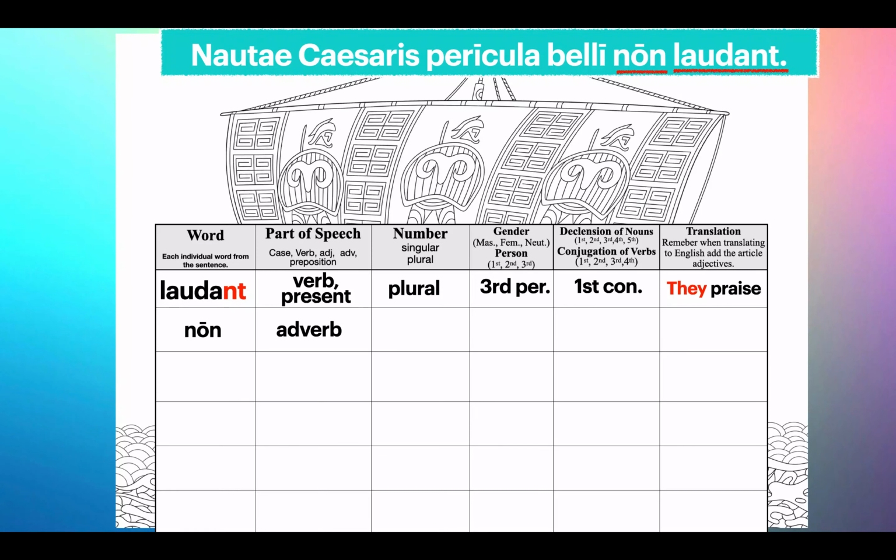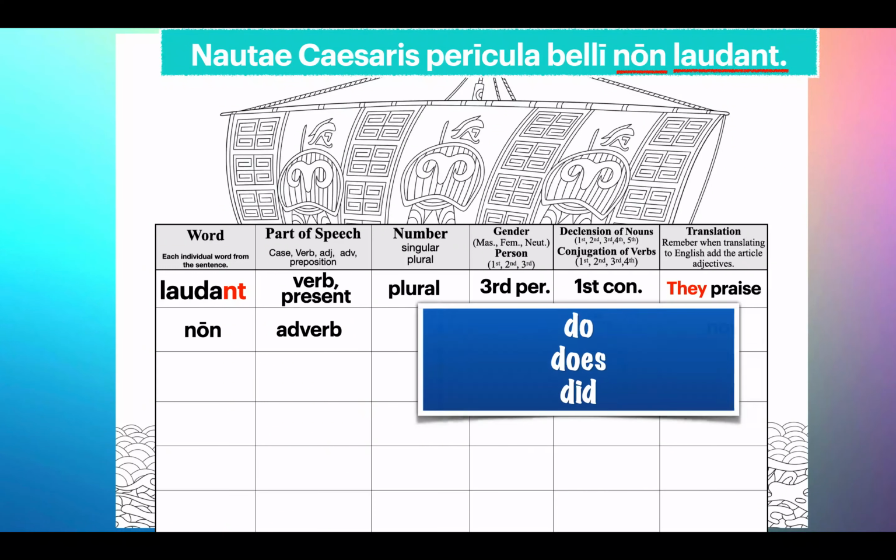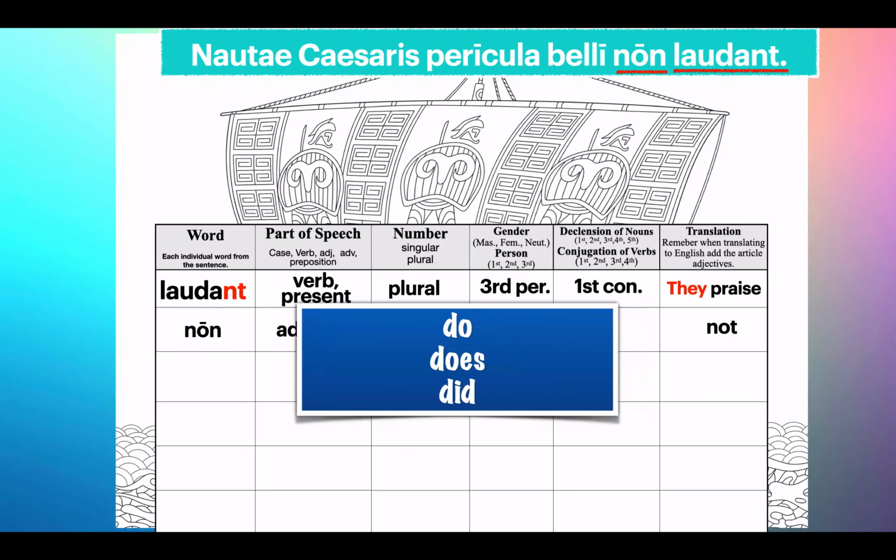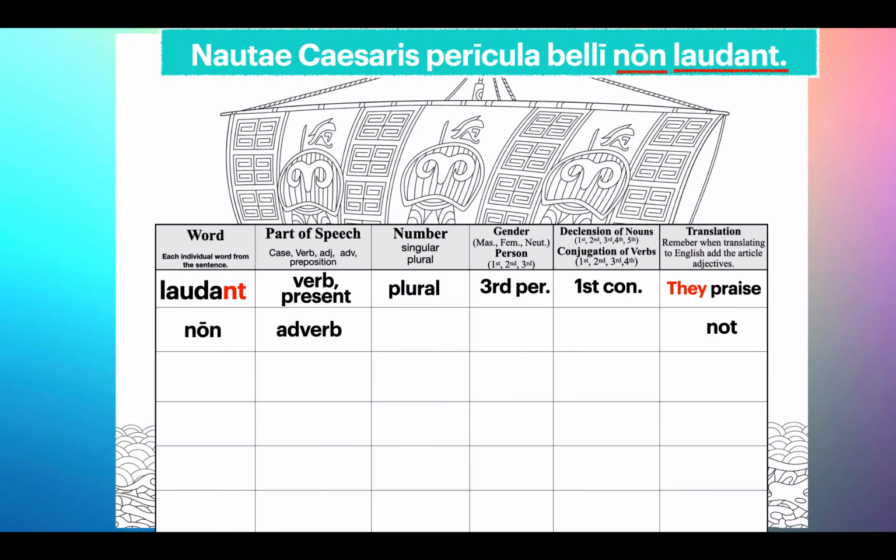So I said it was an adverb, but it doesn't have a number, gender, or declension or conjugation, so I leave those boxes blank. The translation is not, but did you know that sometimes when you translate to English, you need the helping verbs do, does, or did? Well, you do. So what I do is I write on my parsing chart do just in case I need it later on. And I will use the helping verb that matches the case and number in the English sentence.